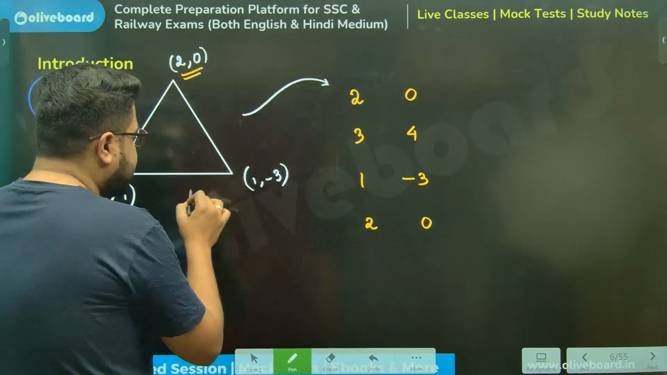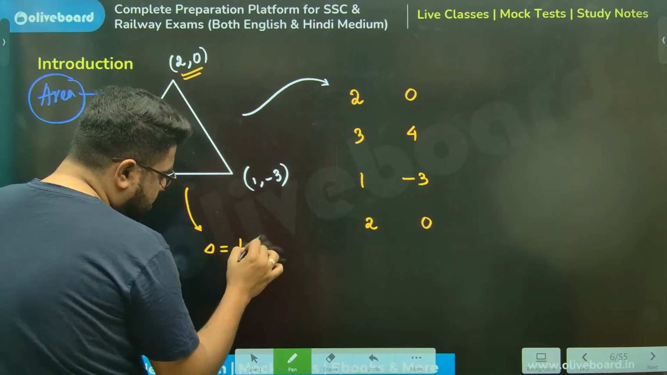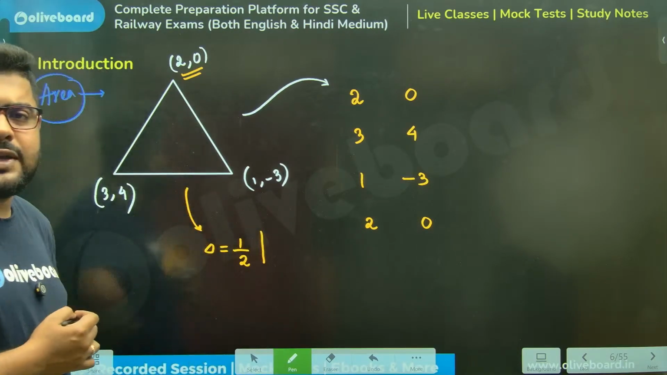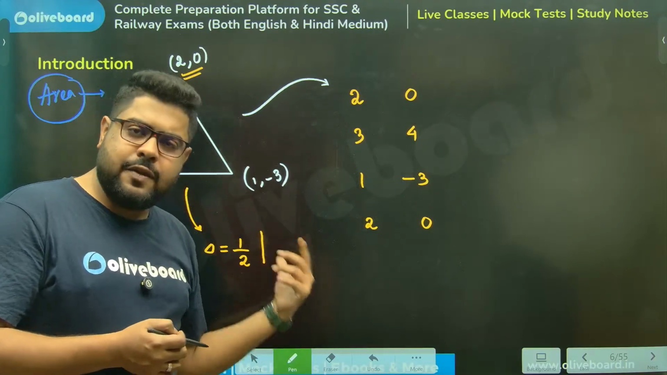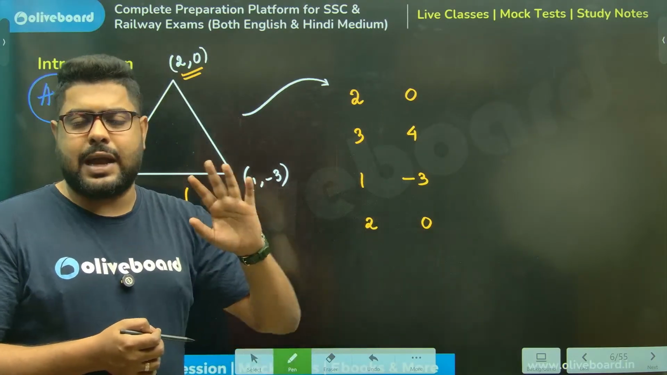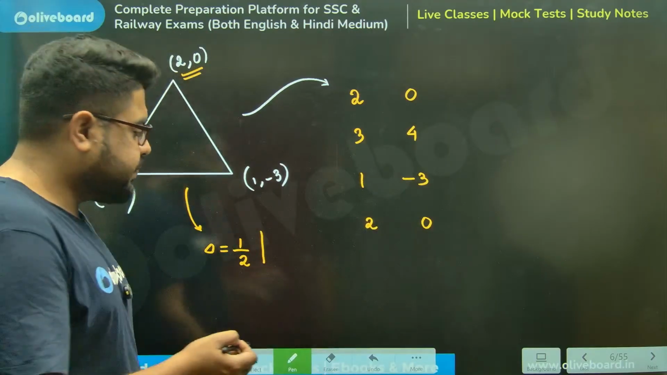Now the area of this triangle will be half modulus. Why modulus? Because area cannot be negative. If I get a negative value, I'll make it positive. So to do that, I have put the modulus.